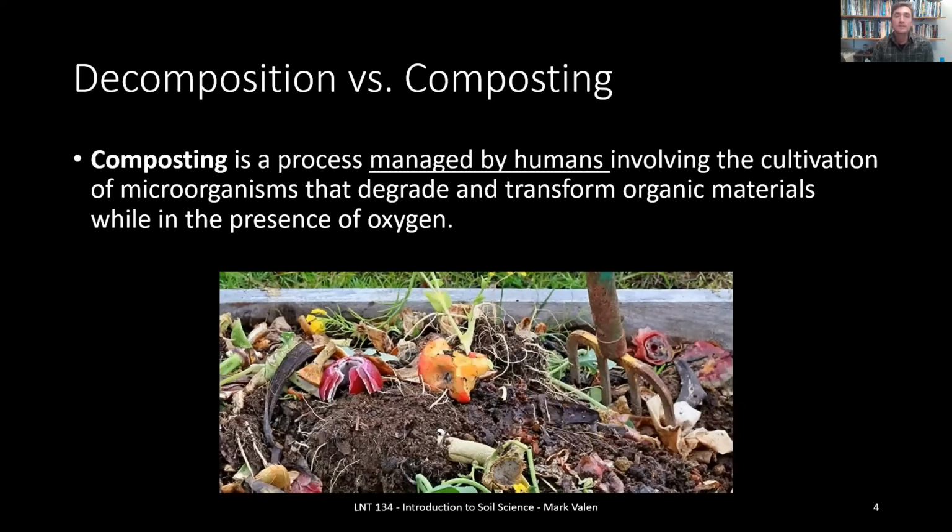So composting is different because composting is a process that is managed by humans. It involves the cultivation of microorganisms that degrade and transform organic materials while in the presence of oxygen. So basically, people are creating the proper conditions. We are not making decomposition go faster than it would in nature. We're just making it go full speed, as fast as possible.